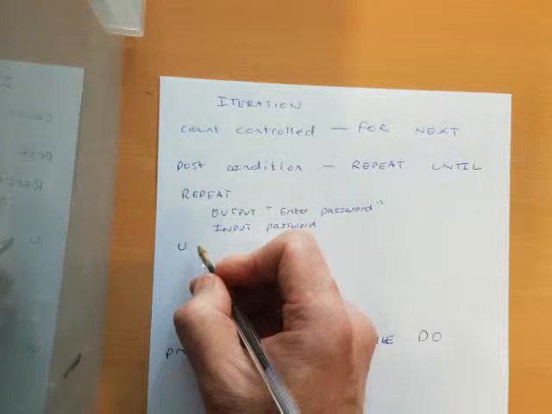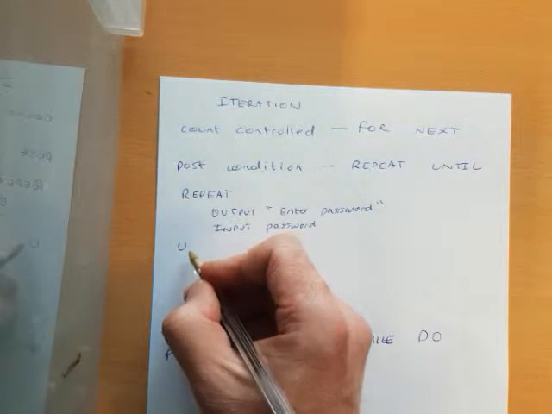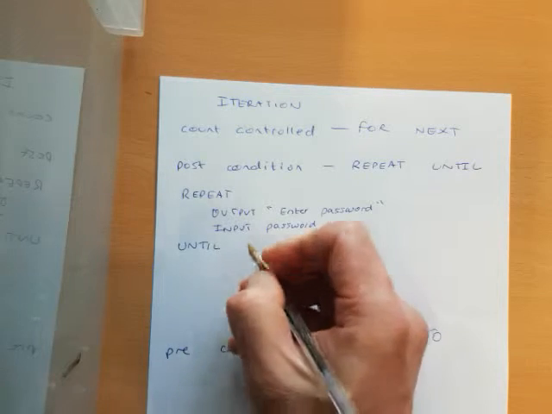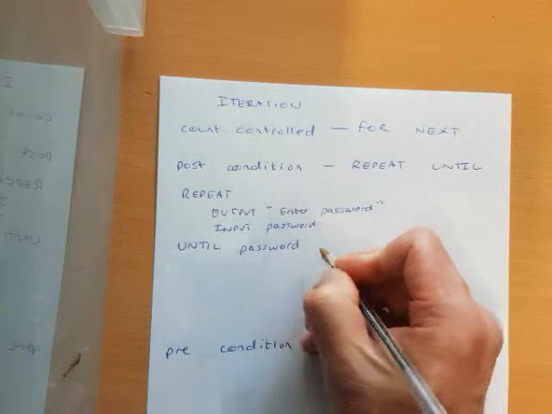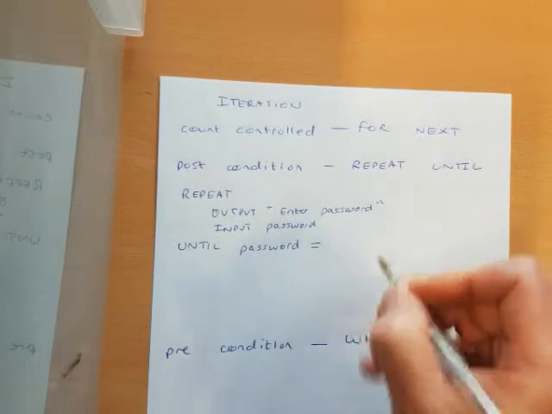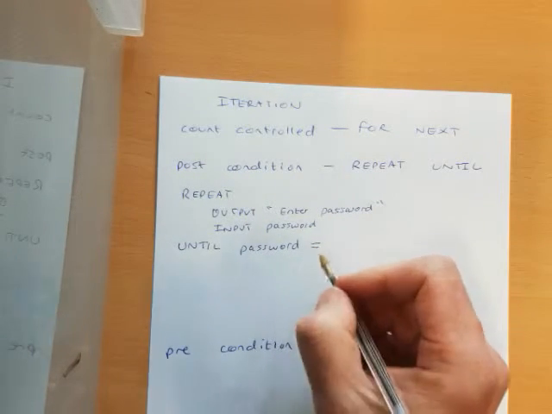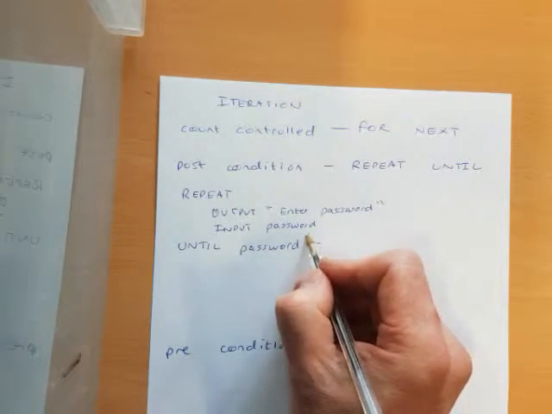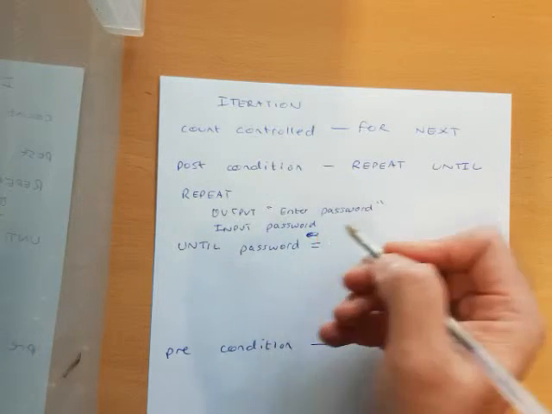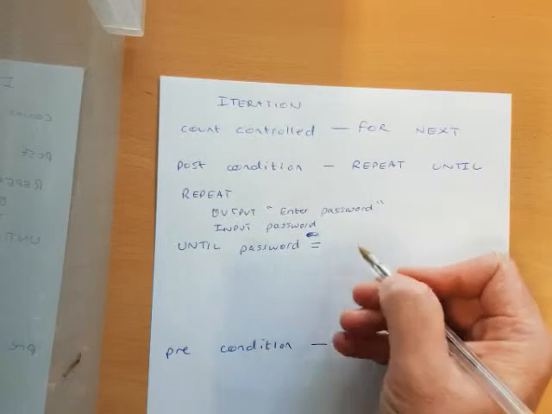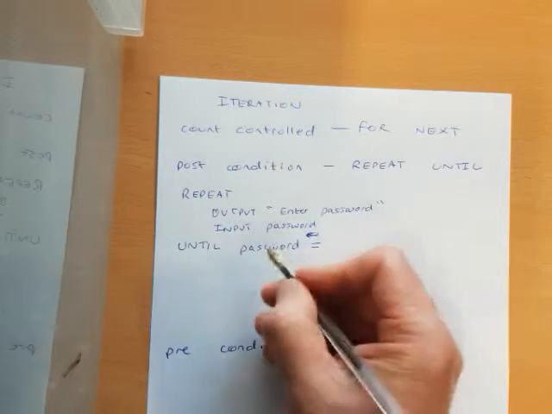Unless we meet the exit condition, we'll be stuck in that loop until password. Now I'm putting in equals. If you're thinking why hasn't he put an arrow here, remember the arrow is assignment. If we put an arrow here, we're going to give password the value of whatever this is. We actually want to compare it.